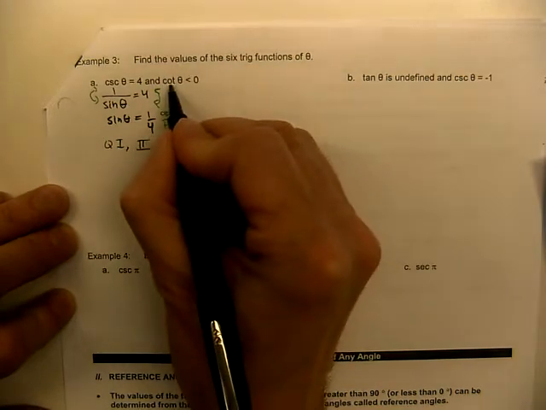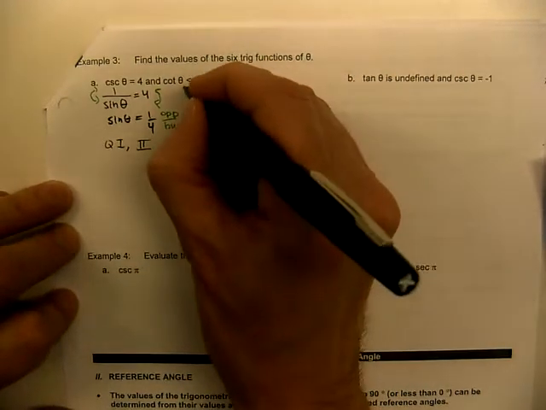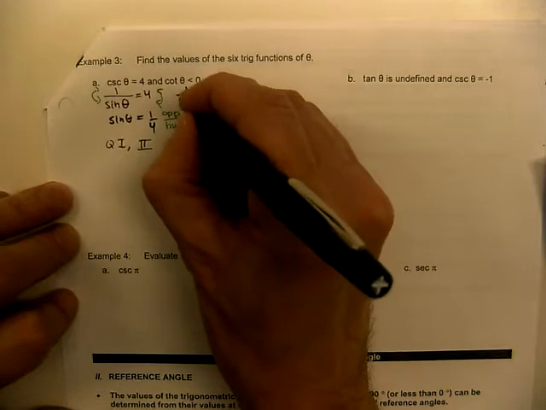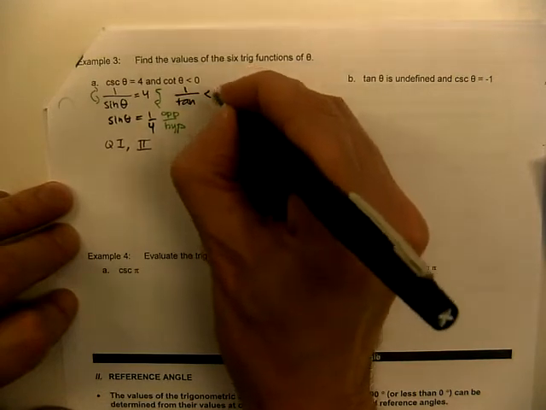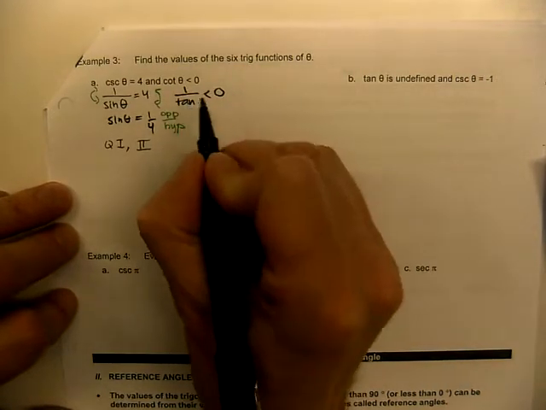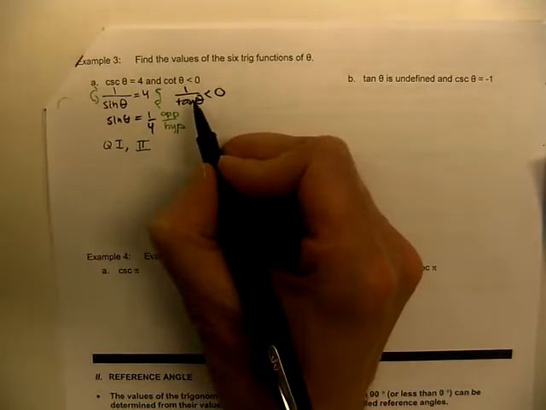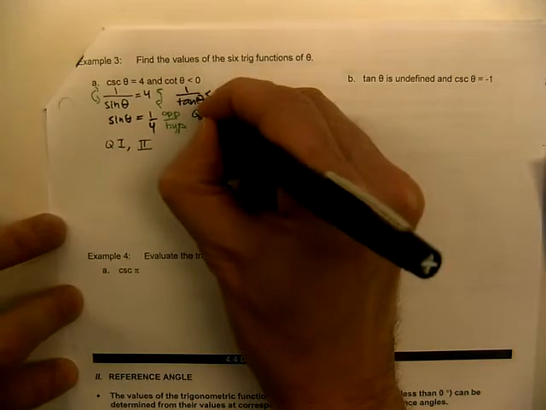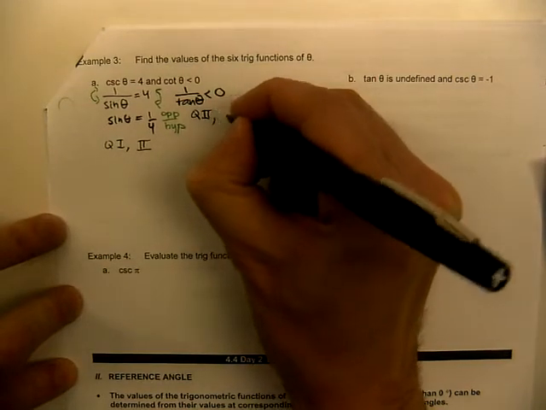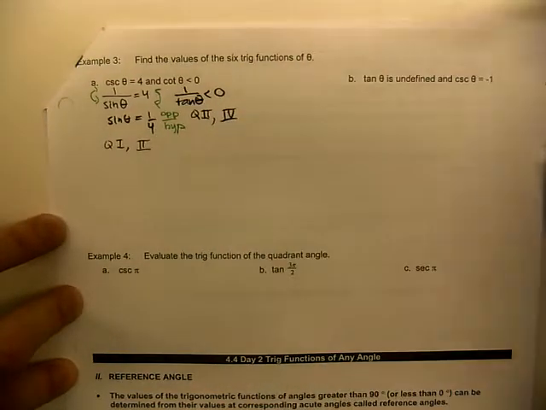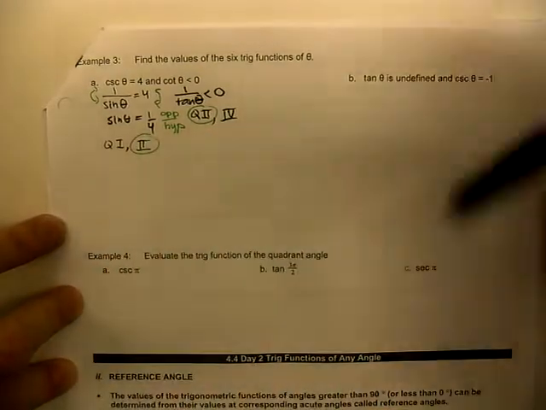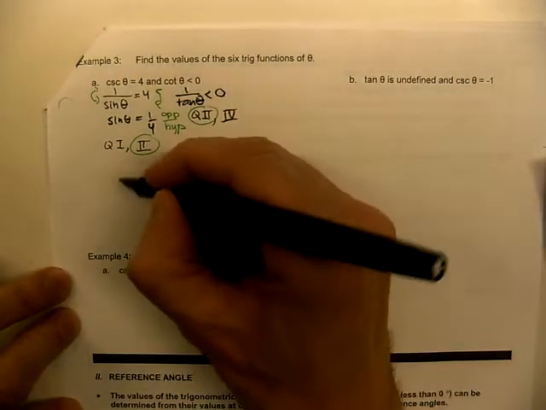Where is cotangent less than 0? So cotangent is the same as 1 over tangent. In other words, we want our tangent to be less than 0. We want tangent to be negative. So where is tangent negative? Tangent is negative in either quadrant 2 or 4. So you're looking to see where these overlap. Quadrant 2 it is. We're going to draw a triangle in quadrant 2.